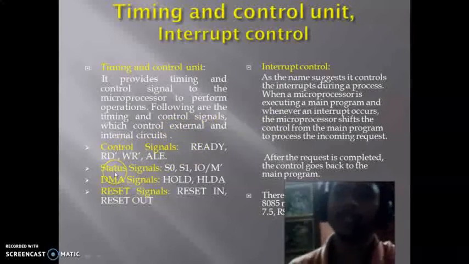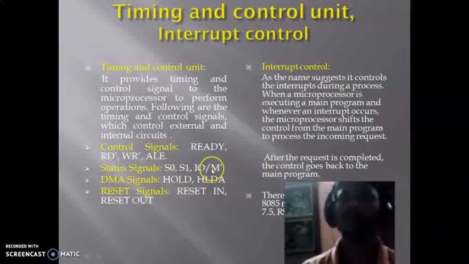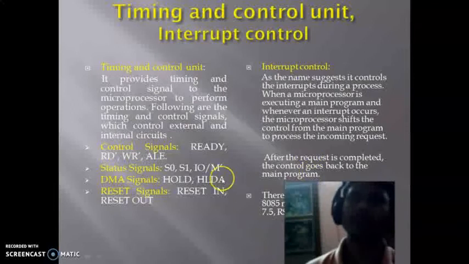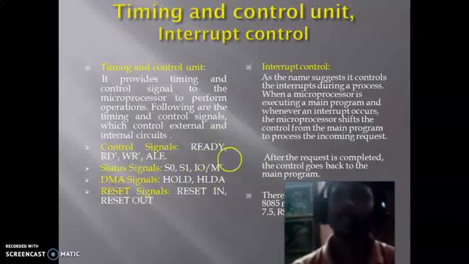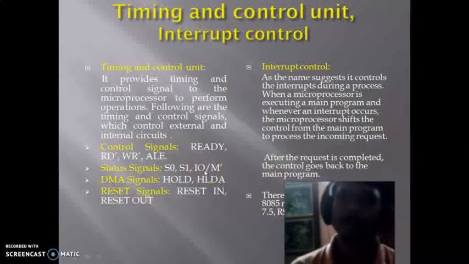Now the status signals: we have S0, S1, IO/M bar. IO/M bar means input output and memory signals. So if a memory related operation is happening, then this pin will generate a low signal. If any input output operation is happening, at that time this pin will generate a 1 signal, because this is an input output related operation.